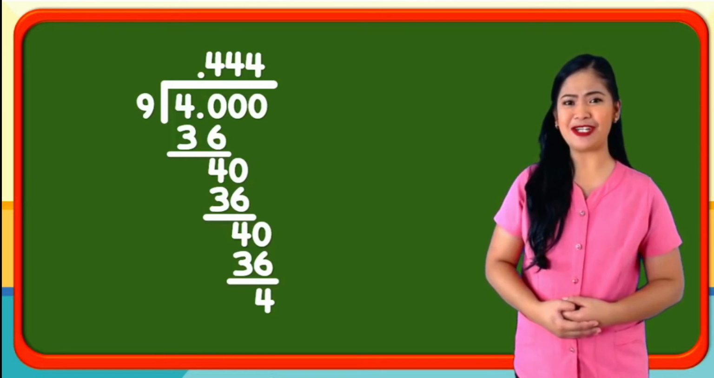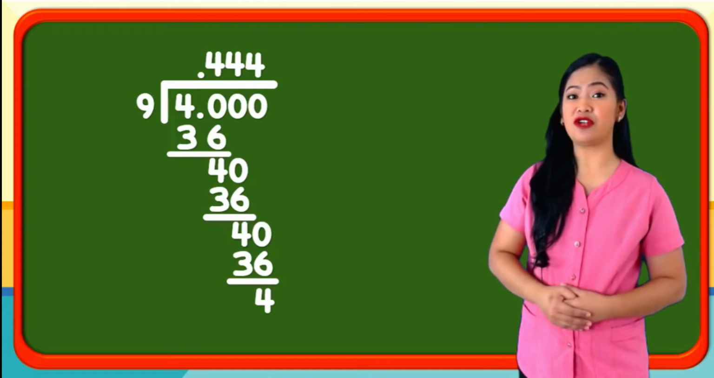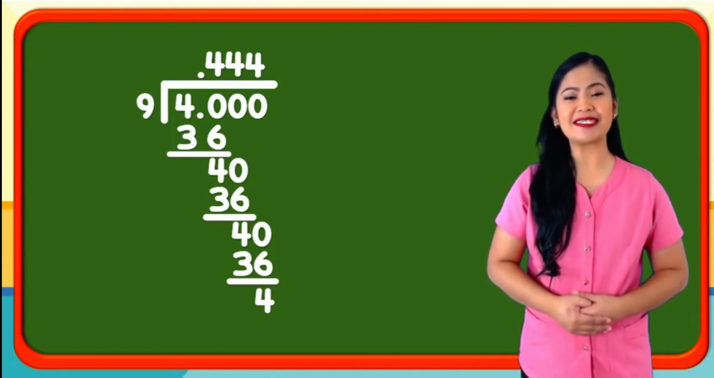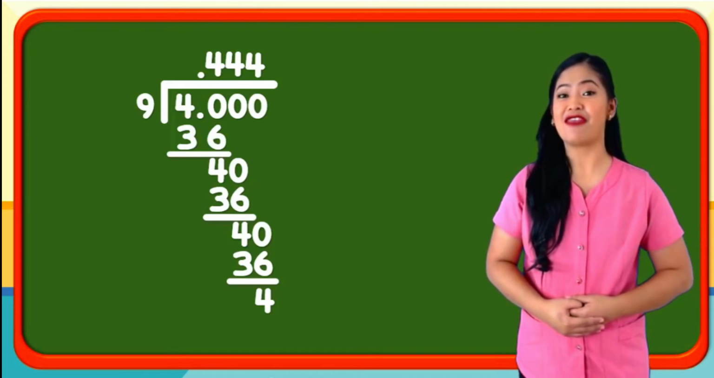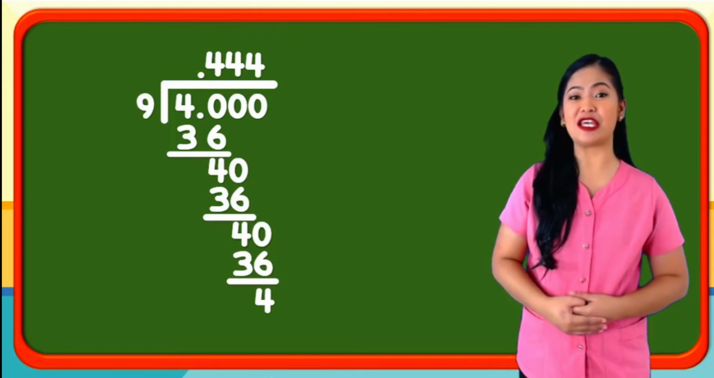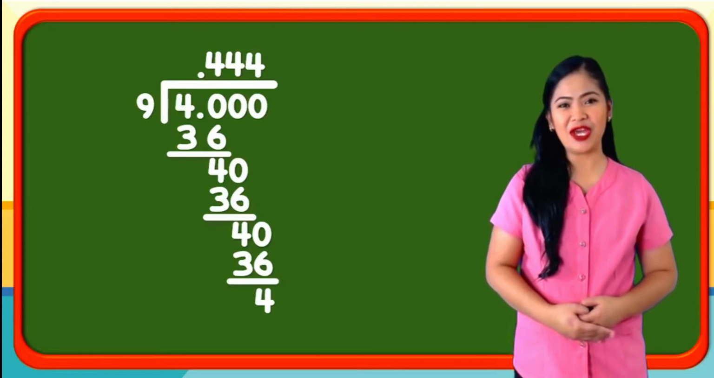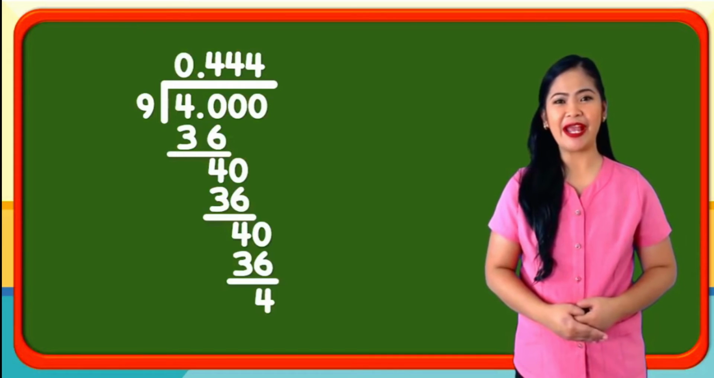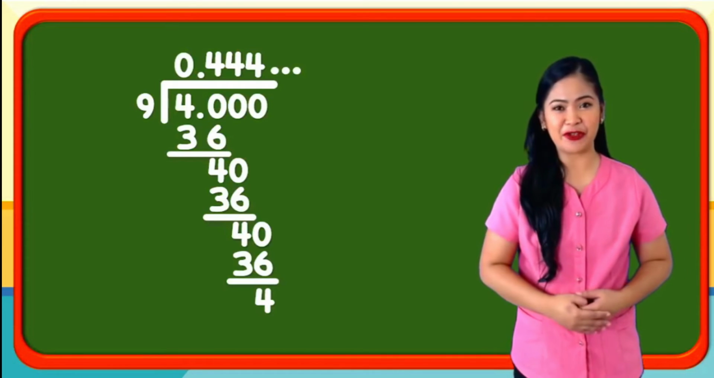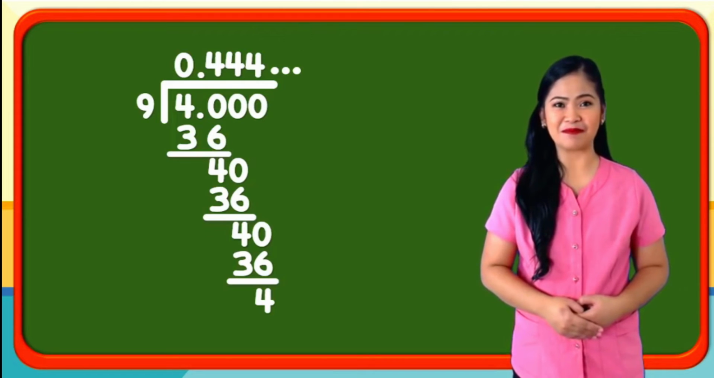Can you notice a pattern this time? Correct! If we continue writing zeros, it will just repeat the same answers. And since there is no number written in the units place, we are going to write 0, which leaves us with 0.444 and write 3 dots after, which means that it just continues infinitely.